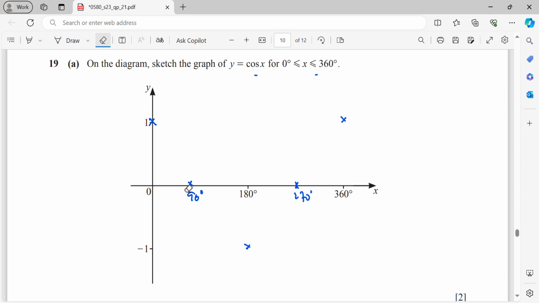Okay, maybe I redraw this part. So this is my graph. This is y equals cos x.